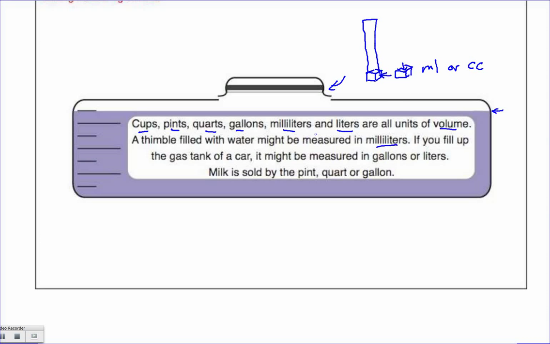If you take 1,000 of these things and you put them together, you get a liter. And a liter is about a good sized water bottle that you guys would drink out of. You guys are all probably familiar with 2-liter bottles because we usually buy soda in a 2-liter bottle. So that would be a liter here and a liter here. That's 2 liters in a bottle of soda.